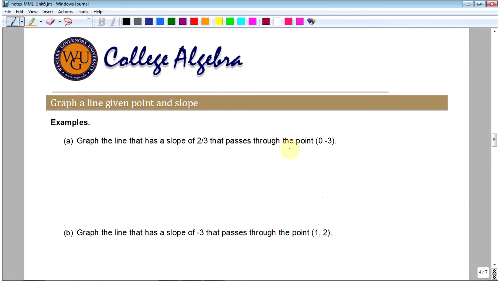Well, as long as we have 2 points, we're going to be able to sketch the graph of our line. So somehow we have to be able to use our slope to get a second point on the line. So first let's start by plotting the point that we have, which is (0, -3). With the slope, when graphing, we can use the rise over run interpretation.